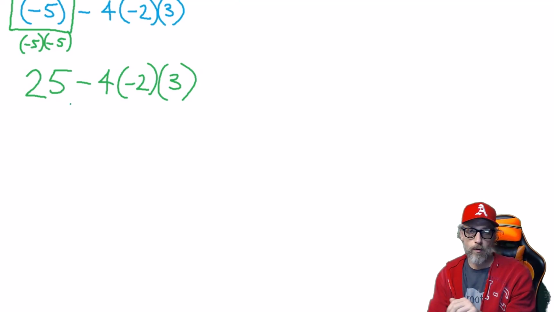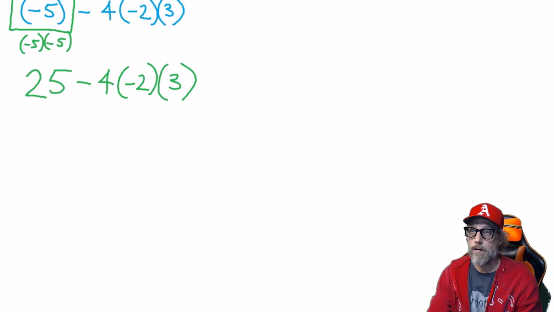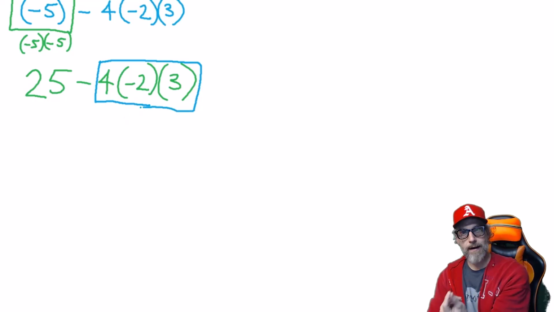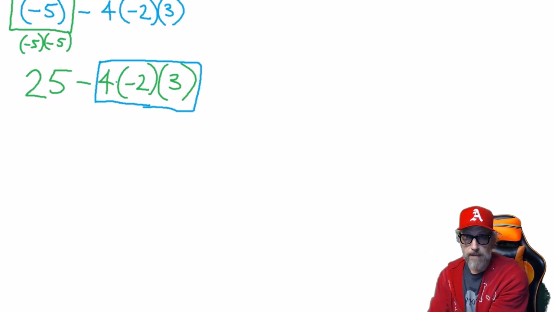Now we are ready for multiplies and divides. So we're skipping over the subtract, 25 minus. I'm going to go right here, 4 times negative 2. And actually, there's another multiply right there. So I don't need to necessarily do that a pair of numbers at a time. I'll get to the same place. But we can take care of all those multiplies right now. 4 times negative 2 is negative 8.